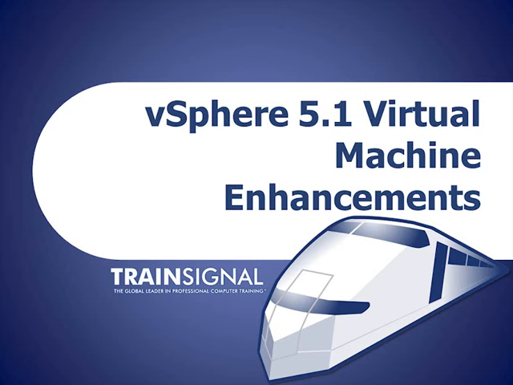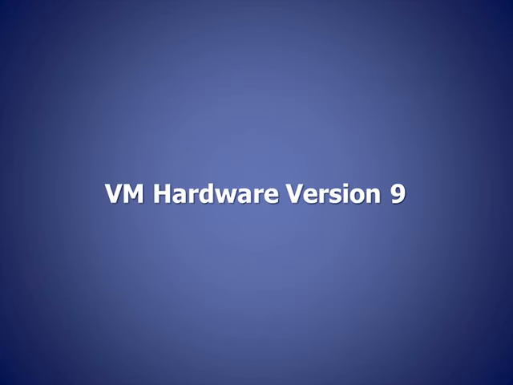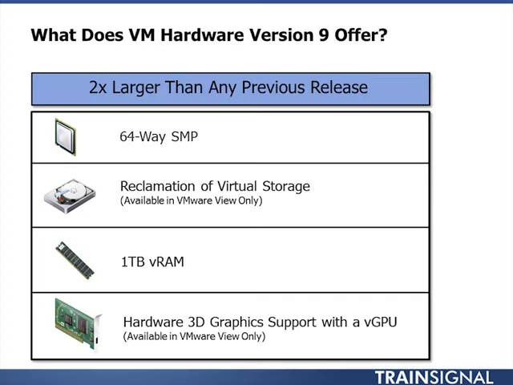You're watching vSphere 5.1 Virtual Machine Enhancements. We'll start this lesson off by talking about the new version of virtual machine hardware in vSphere 5.1 called Virtual Machine Hardware version 9. Virtual Machine Hardware version 9 offers a number of new improvements. First off, the virtual machines that you create can be 2 times larger than any previous release.